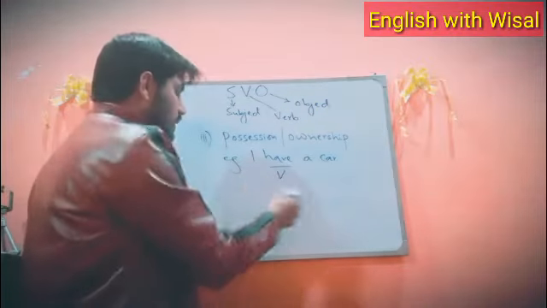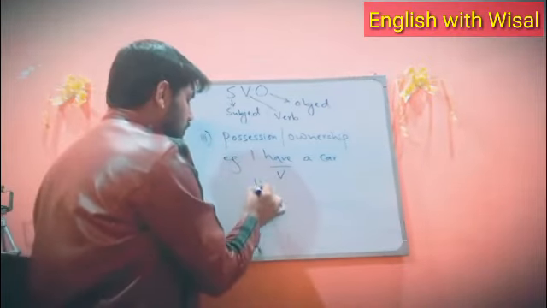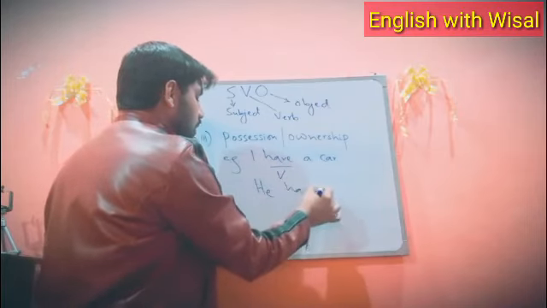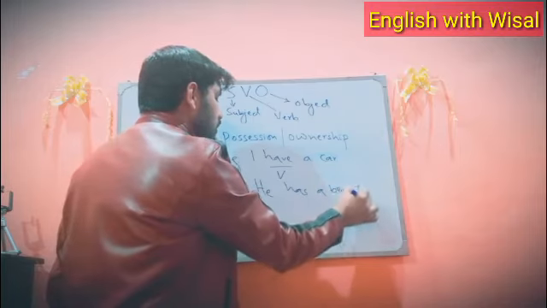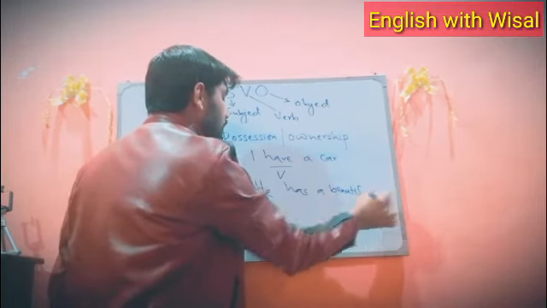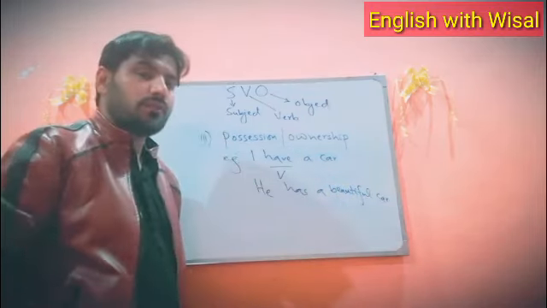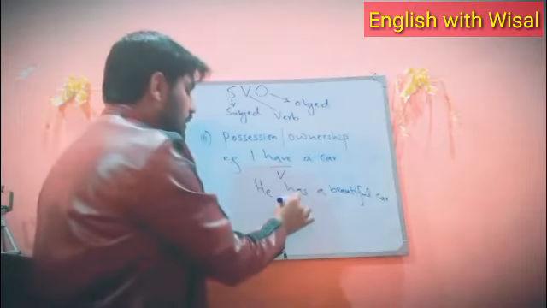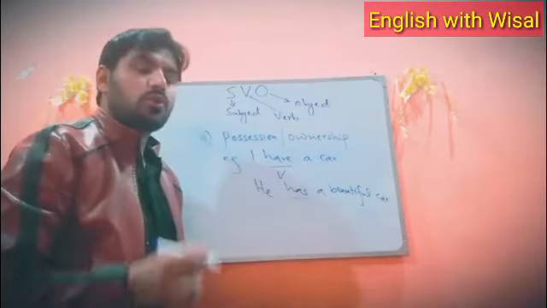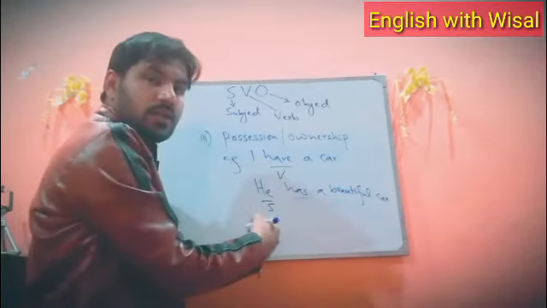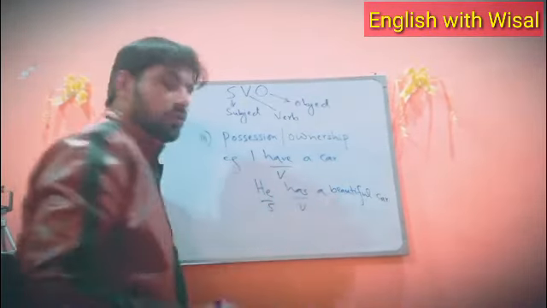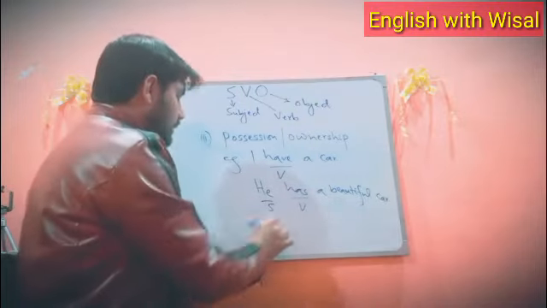Another example. He has a beautiful car. In this sentence, has is the verb because it describes that the subject possesses something. So that is why has is a verb. Another example.